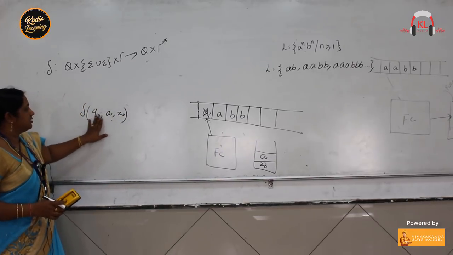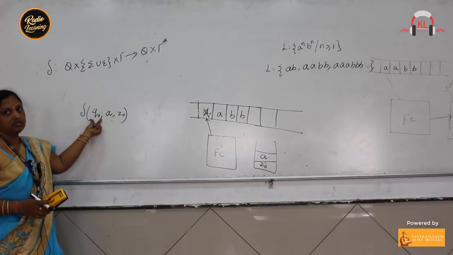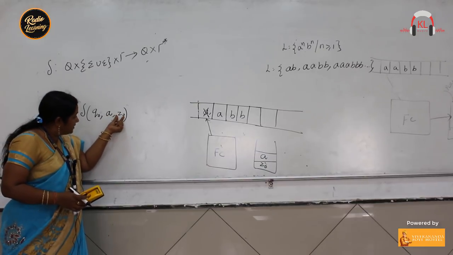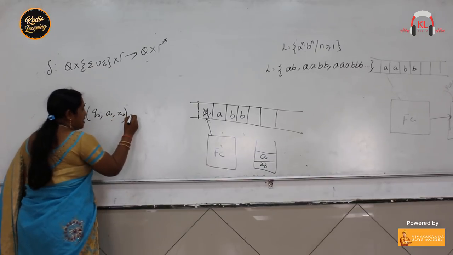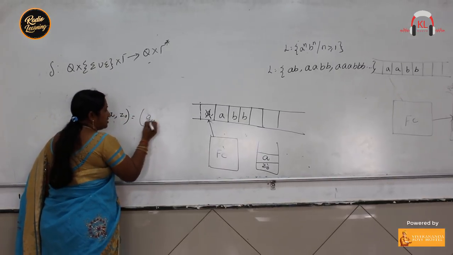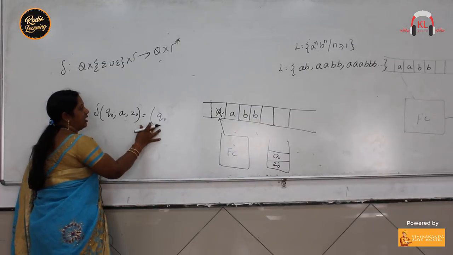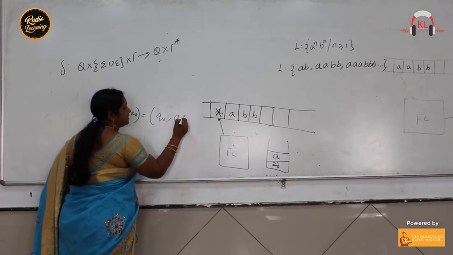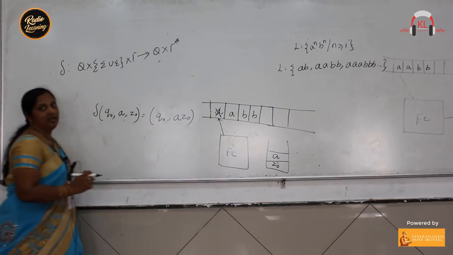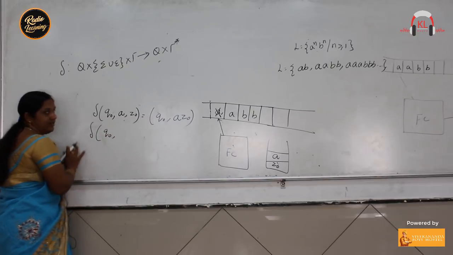Delta Q naught, A comma Z naught indicates I am in the initial state Q naught. After reading the input symbol A, with the top of the stack being Z naught, I am pushing this A into the stack. I am not changing my state, I remain in the same state Q naught, and I am pushing A into the stack. Now A Z naught will be the stack, with A on top. Now I am writing here, in Q naught, the same state.